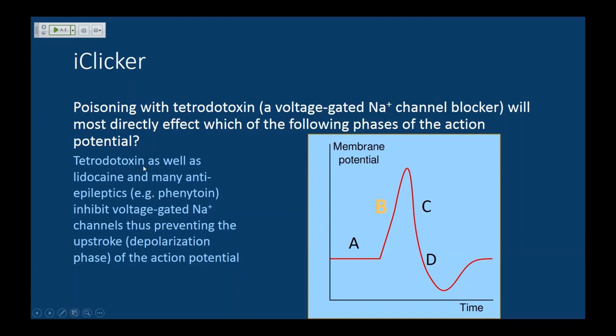All right, so as I say, tetrodotoxin, as well as lidocaine, the local anesthetic, which explains the numbing properties, and certain antiepileptics like phenytoin, can inhibit the voltage-gated sodium channel and therefore inhibit action potentials and lead to either numbness or, in the case of antiepileptics, hopefully decrease the overall neuronal excitability and decrease seizure activity.